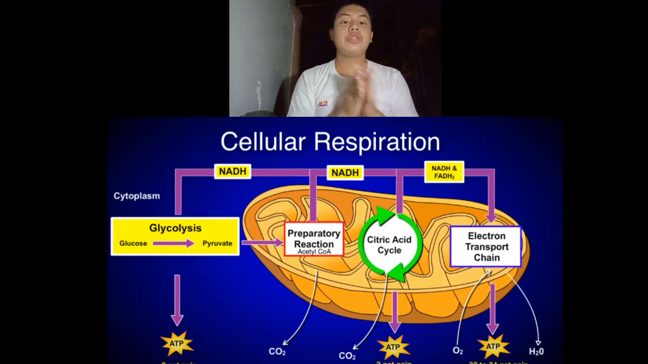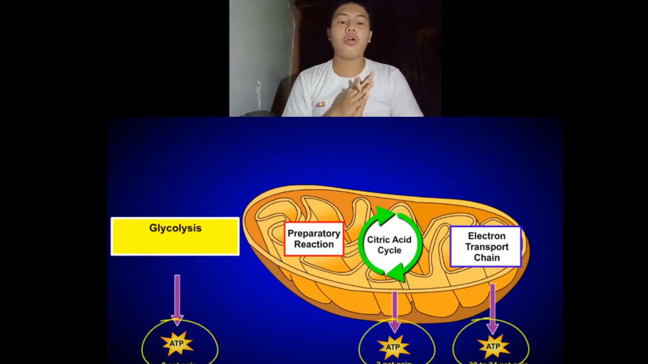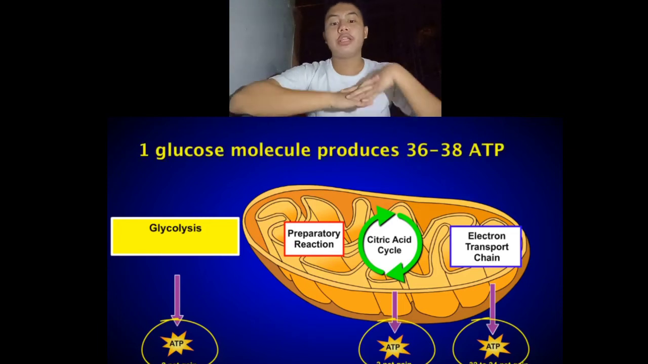It's typical to get 32 to 34 ATP per initial glucose. If we add up all the ATP produced from just one glucose molecule, we can see that these reactions produce a total of 36 to 38.